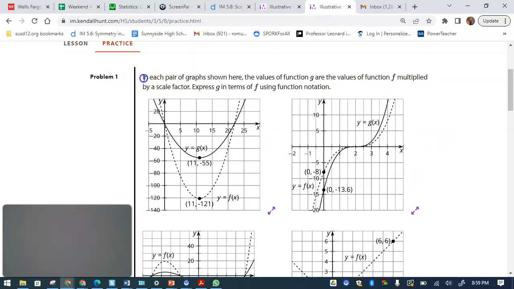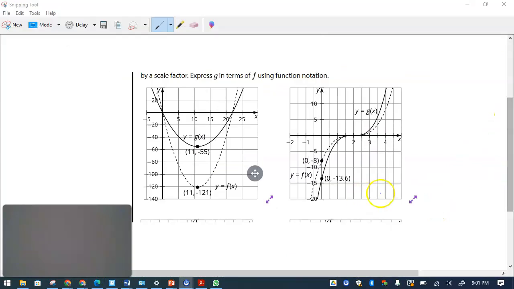So the question is, in each pair, the values of the function g are the values of f, that means the output, multiplied by some scale factor. So what multiplies to this minus 1 to get minus 55? Let's see how to do this. The first question, watch this part.